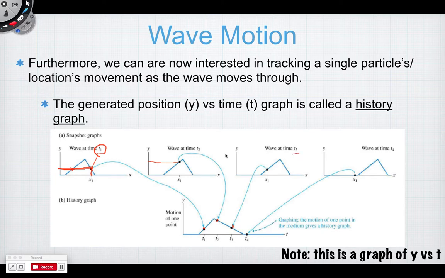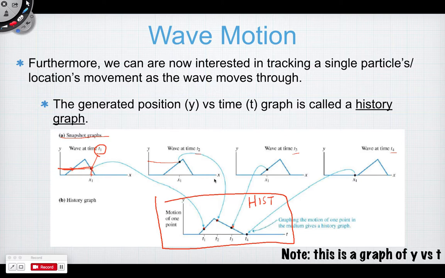And again, this is time 3, this is time 2. And at time 4, all the way out here, the wave has completely passed, and it's now gone by. So this is the history graph. You can take individual snapshots and create a history.